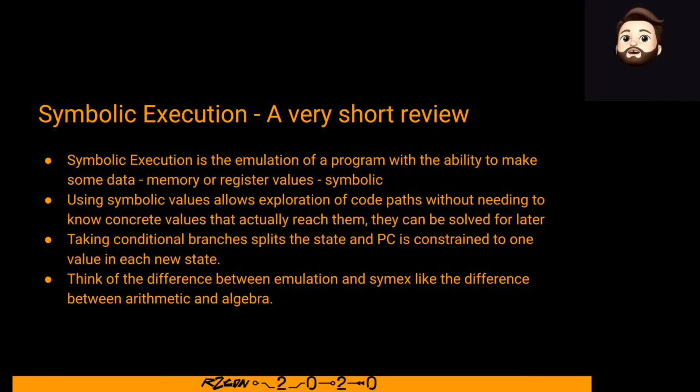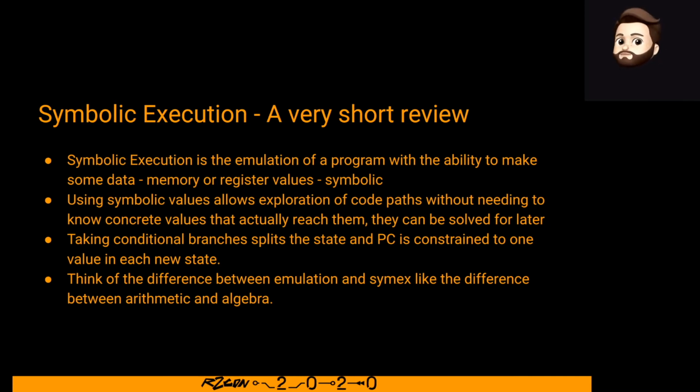So taking conditional branches splits the state, the program state, which is just what's in memory or in the registers, and PC is constrained to one value, one of the jump targets in each of those new states. So you're making copies of the state, one for every possible target of a conditional jump, and then you are constraining the PC register value to be the corresponding value in each of those new states.